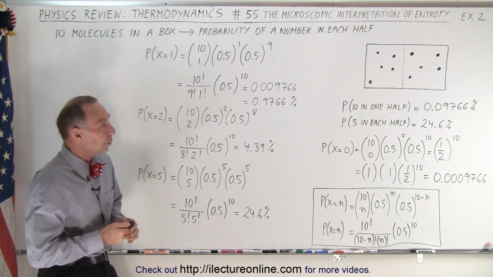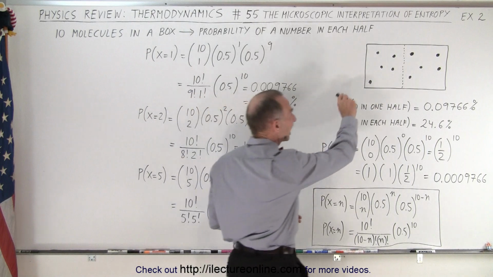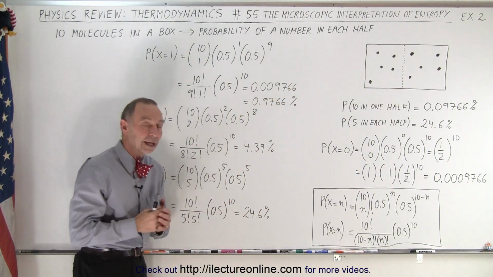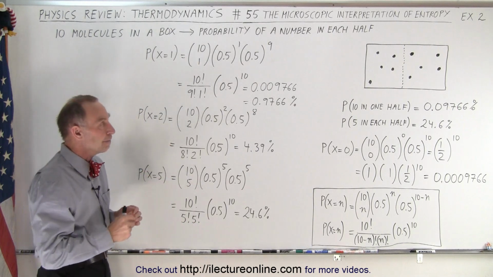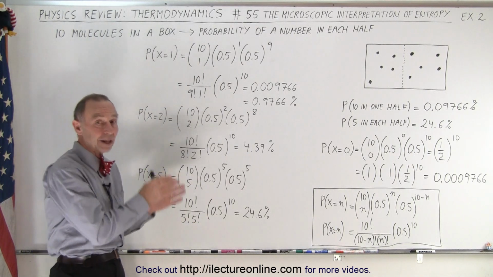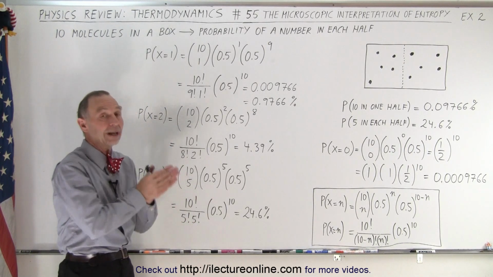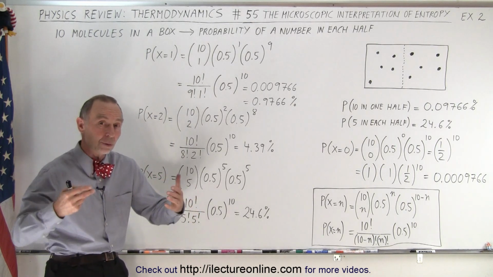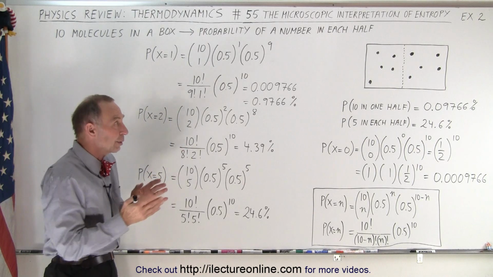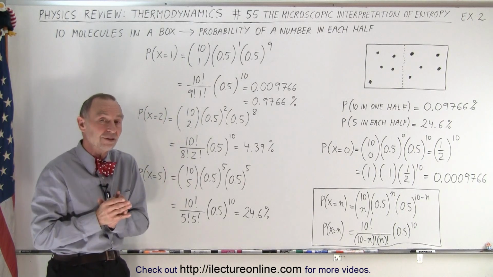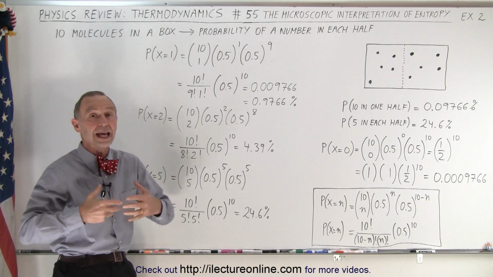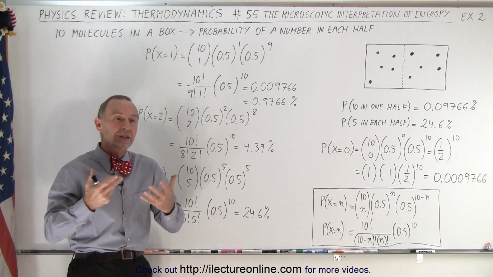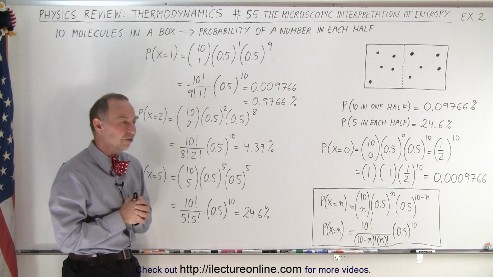To illustrate that, we have a box that contains 10 atoms. The atoms are free to move around. And so at any one moment in time, how many atoms will be on the left side of the box and how many atoms will be on the right side of the box? Now the most likely scenario, which is a scenario which has the highest entropy, is where you would have an equal number on both sides. That's the most likely scenario, the one that has the highest probability of occurrence, and that would then represent the highest entropy state of the system.